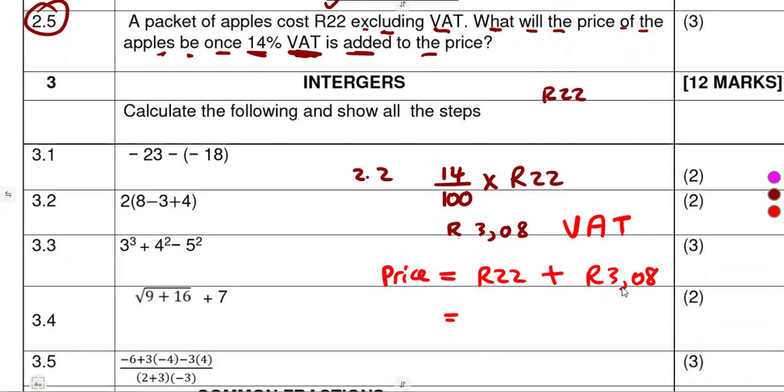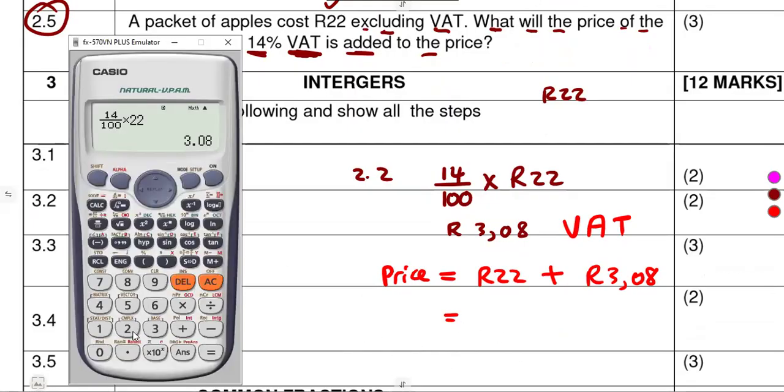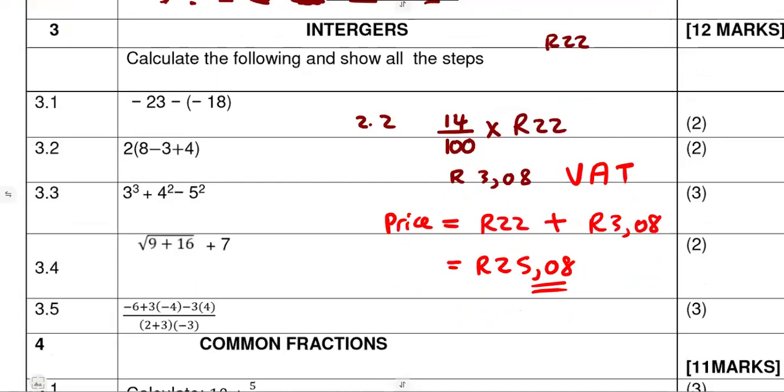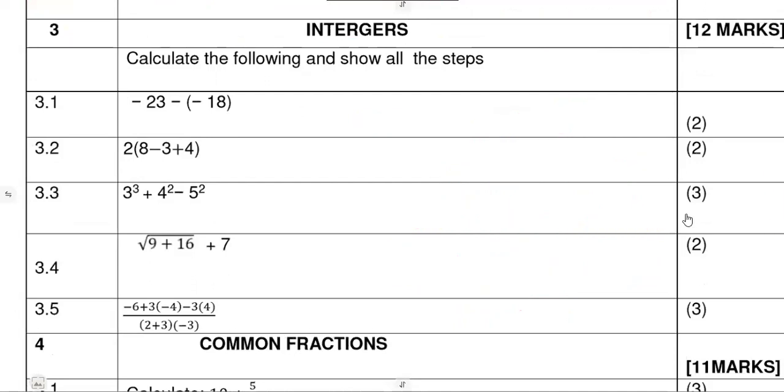So that's 22 plus 3,08. You can even use a calculator, or you can just simplify 22 plus 3,08. So that was going to give us 25,08. This is our price after we have added the tax, when the tax is included. So just like that, you are done.